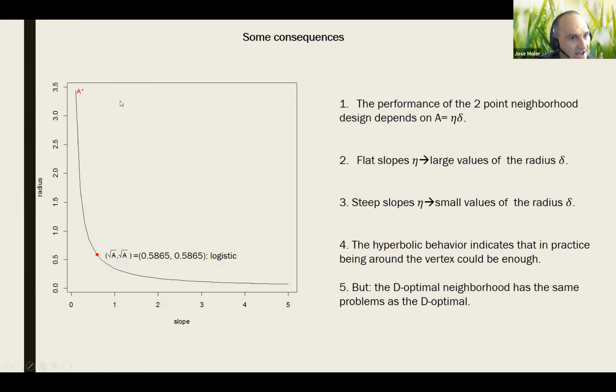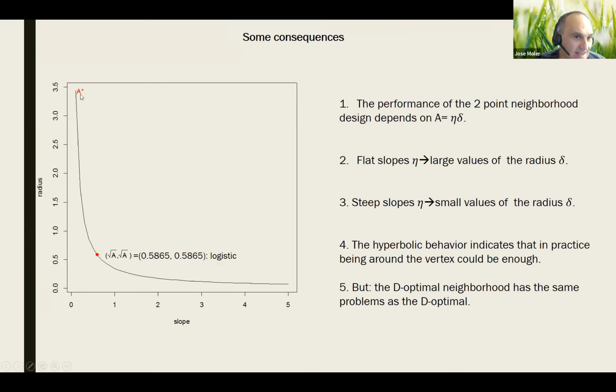Finally, to summarize the properties, I wanted to say that regardless of the response function that we use, the optimal neighborhood design depends on an expression which is the product of the radius and the slope. So when we are working with very large slopes, a small radius is needed. When we are working with a very flat slope, we need a large radius.